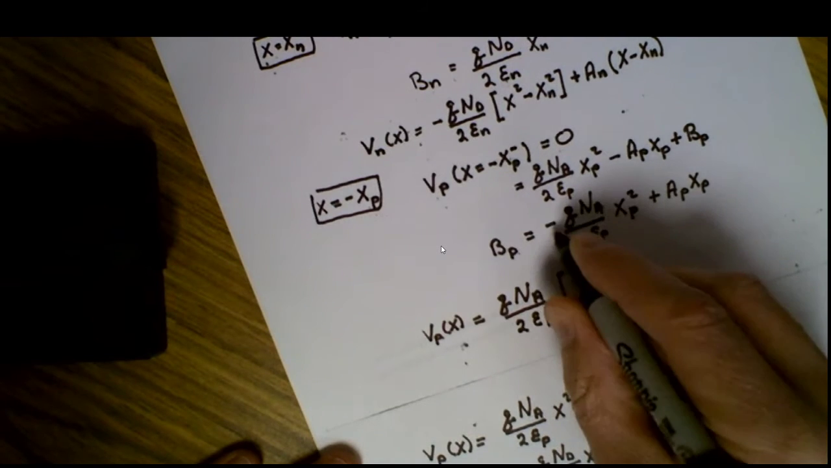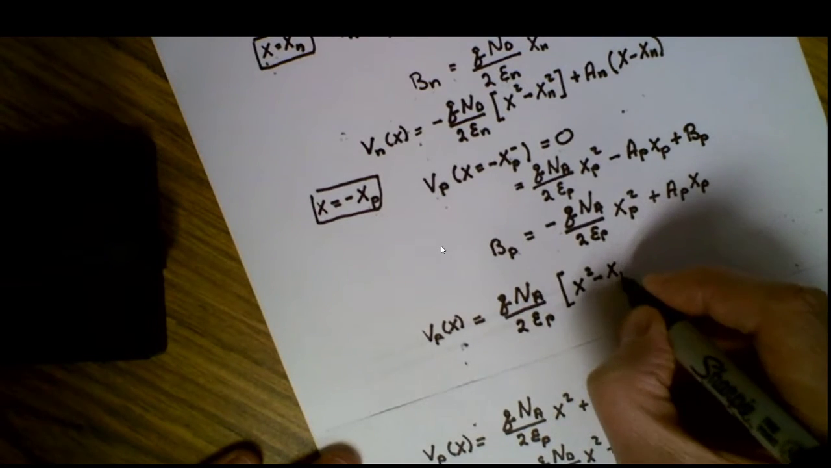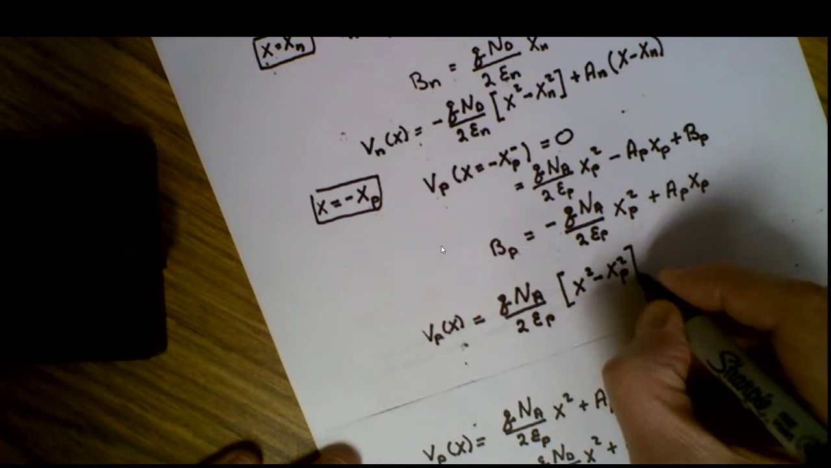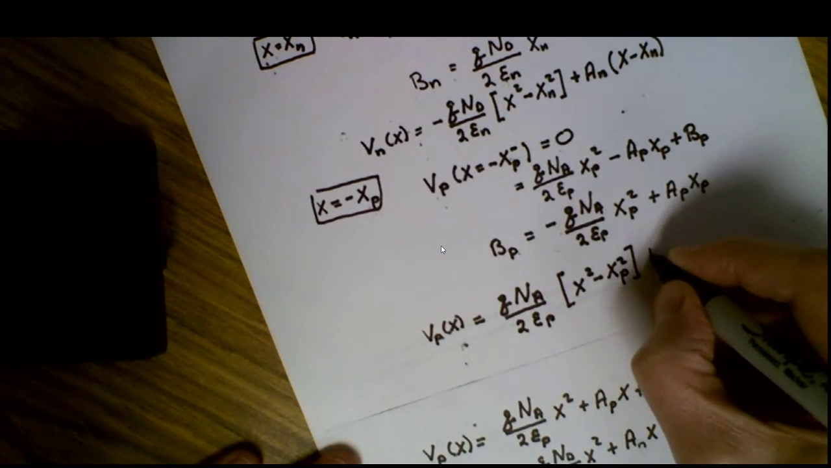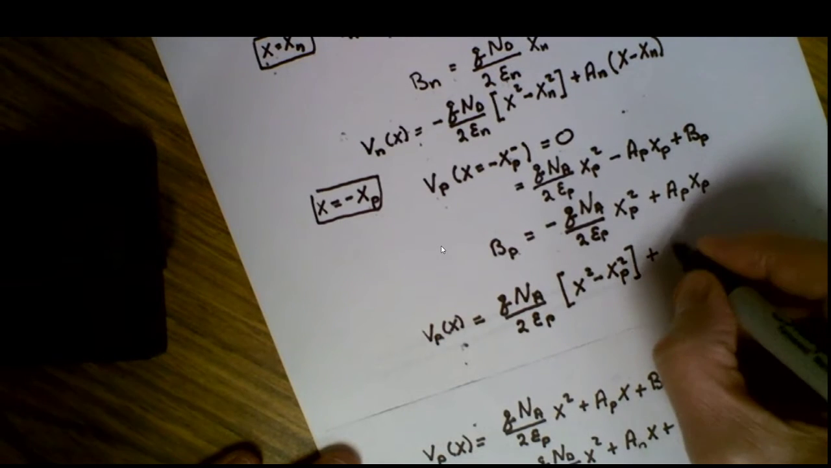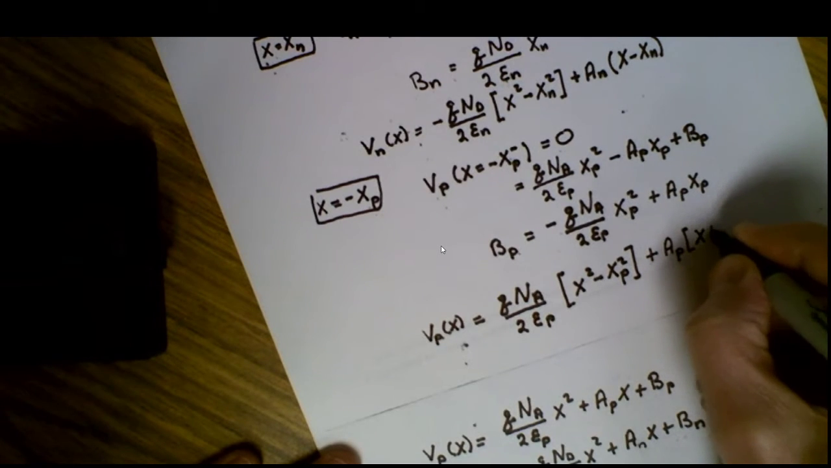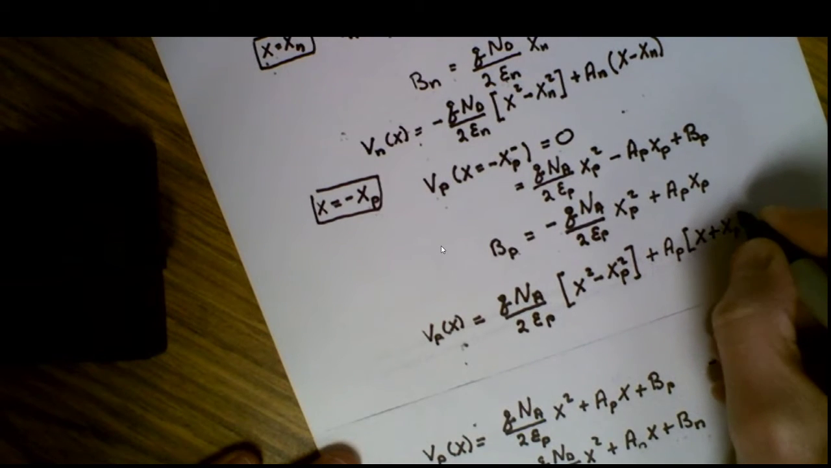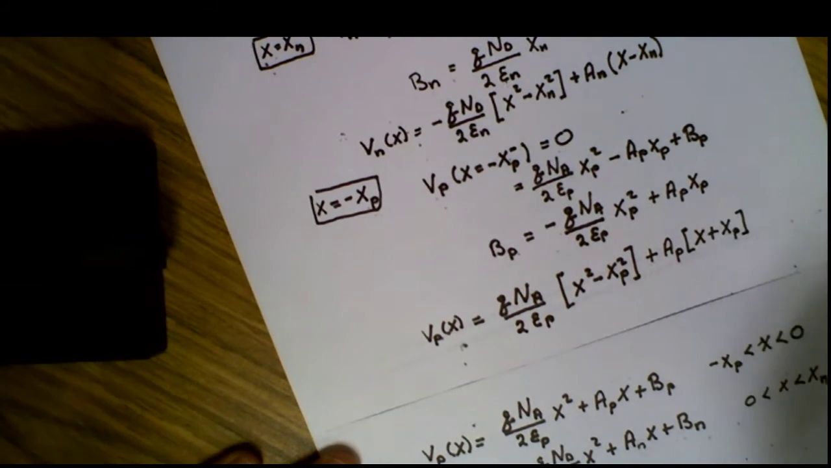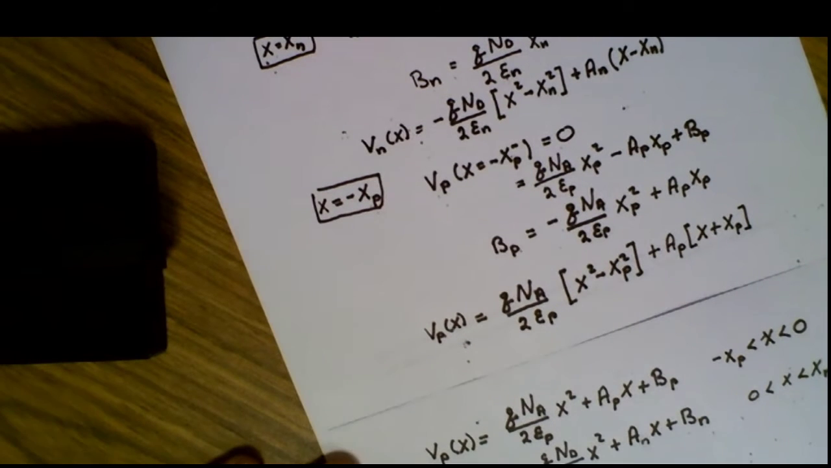minus x sub p squared plus a sub p times the quantity x plus x sub p, and that expression now is predetermined. Our last step is to satisfy the remaining two boundary conditions.